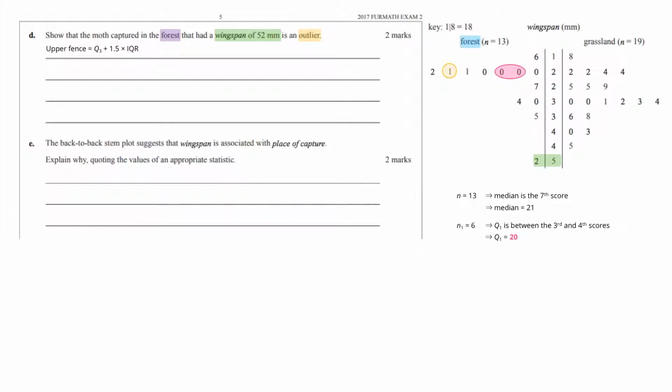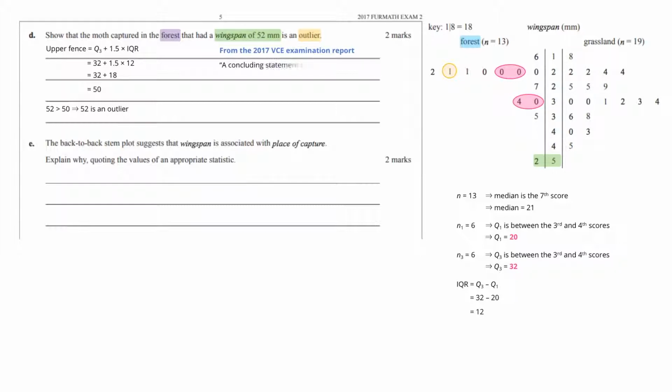We do the same thing for Q3. Q3 is between the 3rd and the 4th scores on the other side of the median. So Q3 equals 32. The interquartile range, IQR, equals Q3 minus Q1, which is 32 minus 20, that is 12. Now we substitute the values we have into the formula for the upper fence. 32 plus 1.5 times 12, which is 32 plus 18, that is 50. The score 52 is greater than the upper fence, 50. This means that 52 is an outlier.